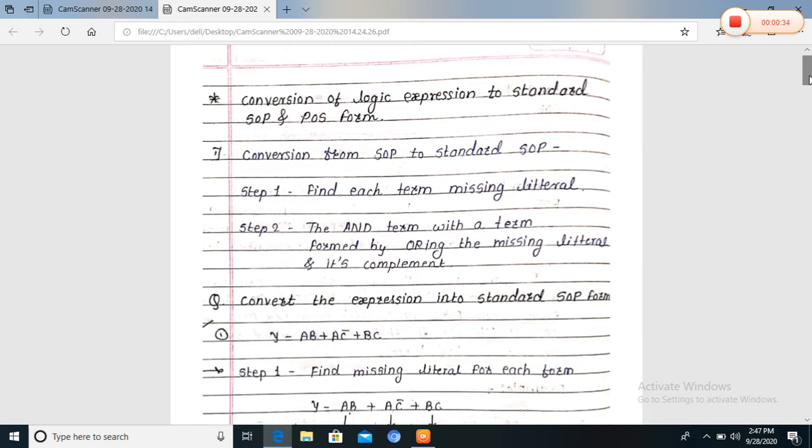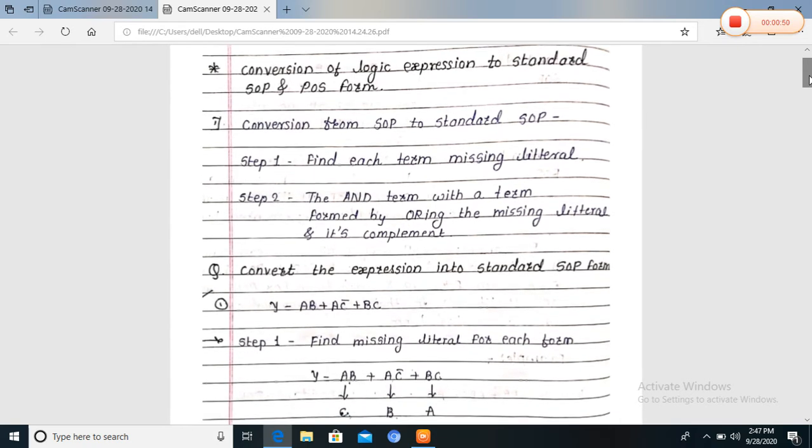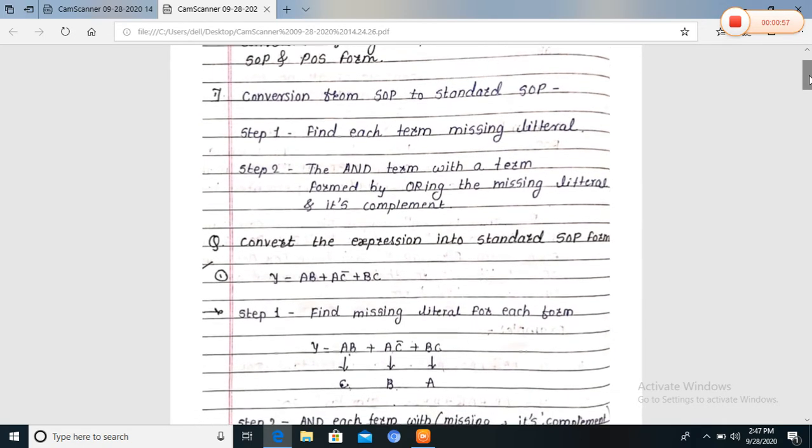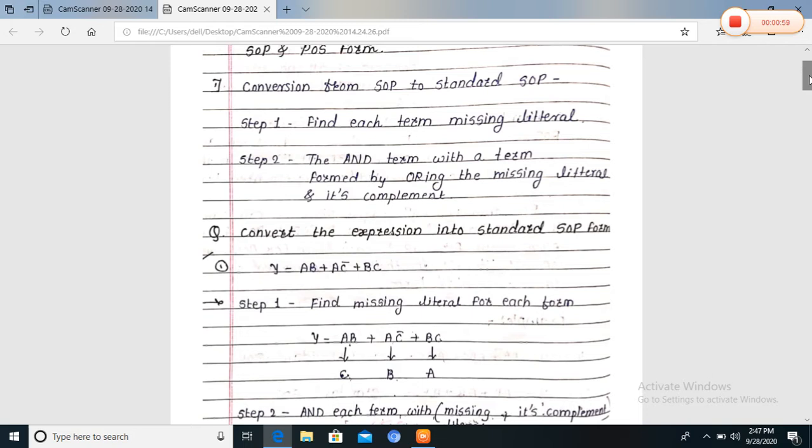The first step for SOP to standard SOP: first find out in each term the missing literal. Second step: AND the term with a term that is formed by ORing the missing literal and its complement. These are the steps to convert SOP to standard SOP. These two steps we study in the next problem, and we follow them for that problem.